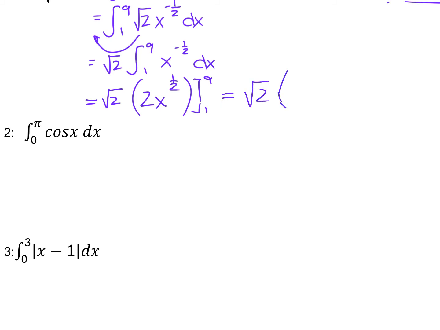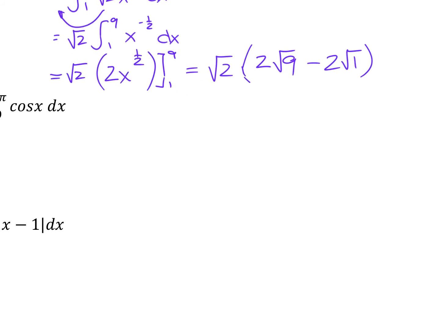Plugging it in would look like 2 times, now x to the 3/2 is just what? Root x cubed. So I'm going to say 9 to the 3/2 first, minus 2 times 1 to the 3/2. Let's just keep working inside the parentheses. We know what the root of 9 is, right? That's just going to be 3, and multiplied by that 2 gives me 6 minus 2. So my official answer, my area under this curve that I've been given, is 4 root 2.